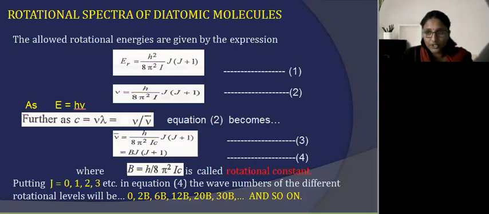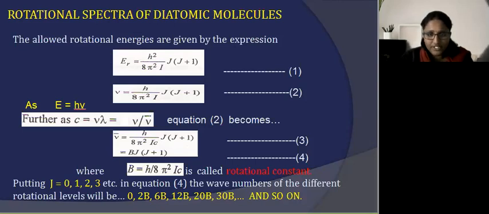Okay, that is the unit of wave number, centimeter inverse. So on conversion you will get equation number 3: mu bar, that is wave number, is equal to h divided by 8 pi square I c into J into J plus 1. We simplify this third equation and write it as B J into J plus 1.